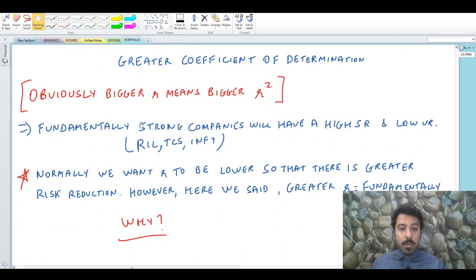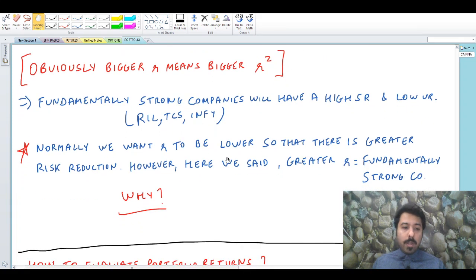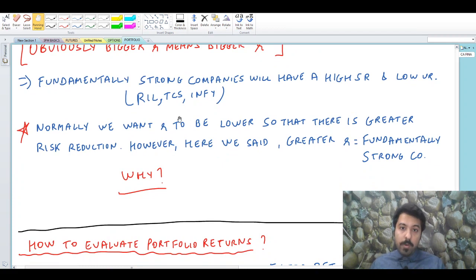Remember that, okay? Fundamentally strong companies will always have a high SR and low UR. Obviously, they are more likely to perform as per the market, and they don't have individual factors scattering their movement, right? For example, Reliance, TCS, Infosys, okay? So now you need to think.